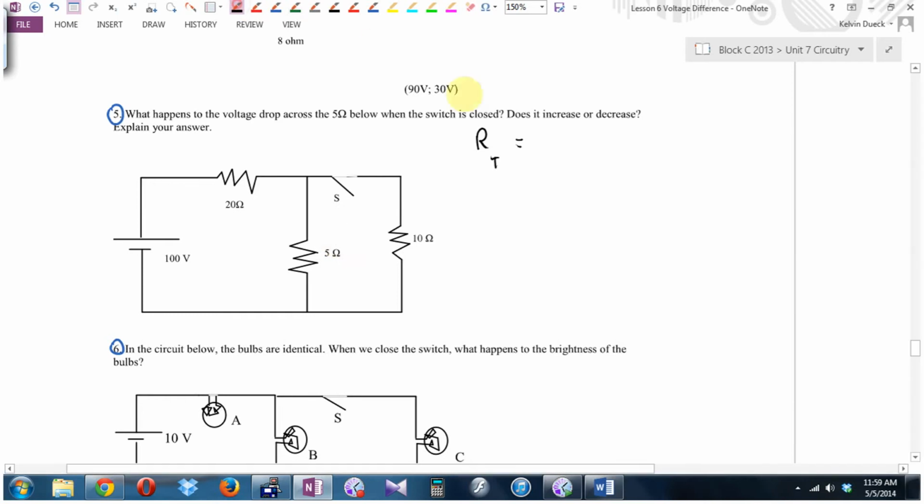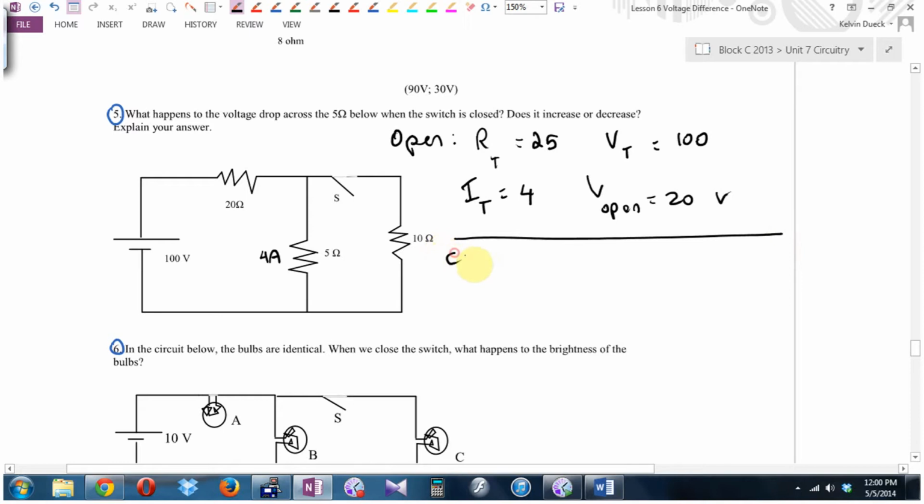What's the total resistance? What's the total voltage? What's the total current in your head, please? With it open, I have 4 amps going through here. How many volts? Okay, V open is a 20 volt loss. 20 volts go through it.